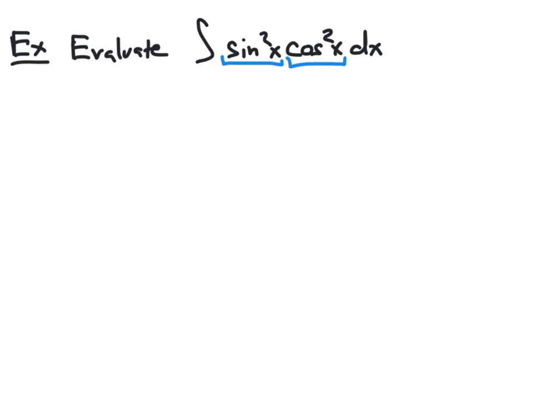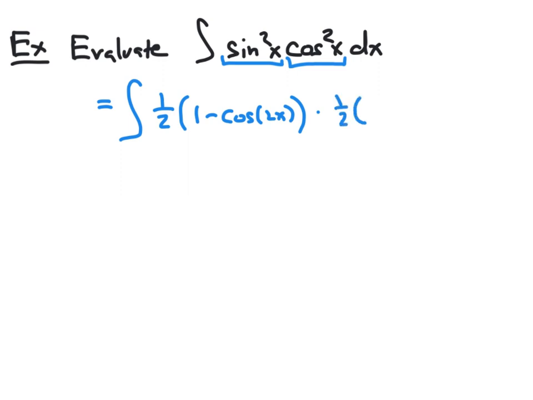And so we have sine squared of x first, and we know that sine squared of x is 1/2 times 1 minus cosine of 2x. And we're multiplying that by cosine squared of x, which we know is 1/2 times 1 plus cosine of 2x. And so here we've used both of our half-angle identities to replace our two factors with different expressions.